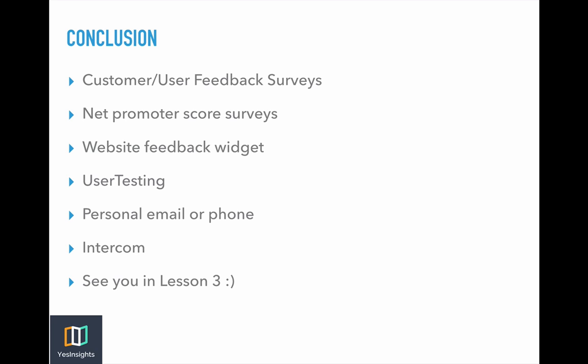Well, the conclusion is that this is a lesson on different ways that you can get customer and user feedback surveys. You can get it through Net Promoter Score. You can do it through one-click surveys, a website feedback widget, usertesting.com, personal email or phone, or Intercom.